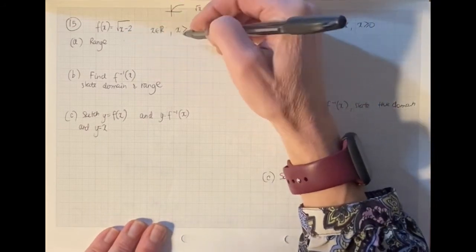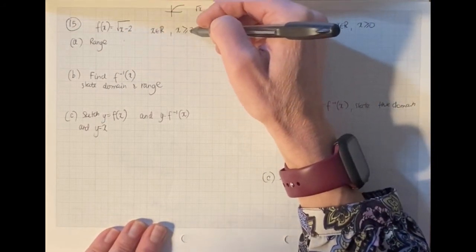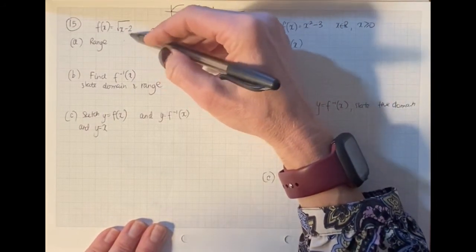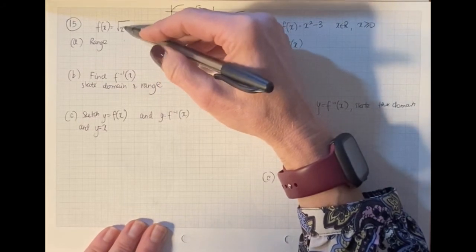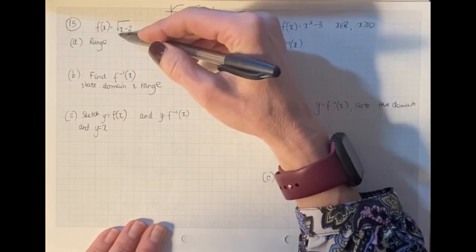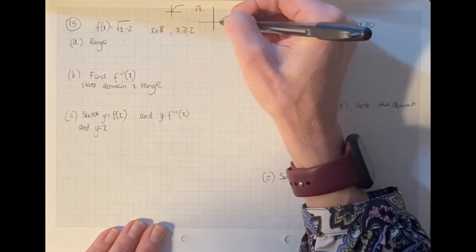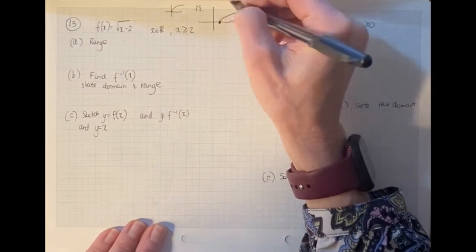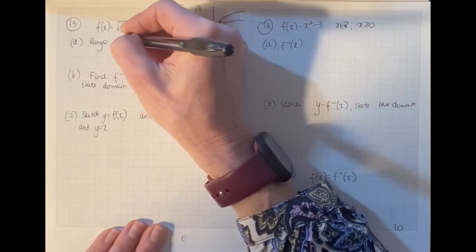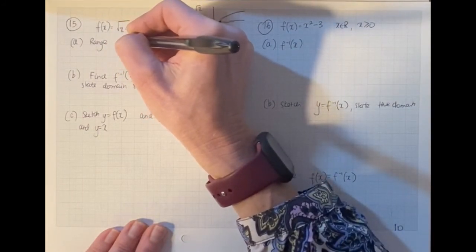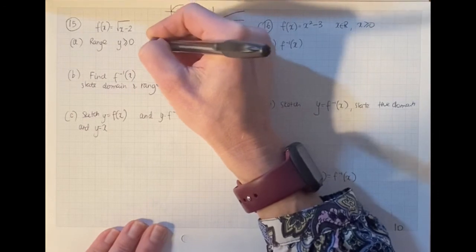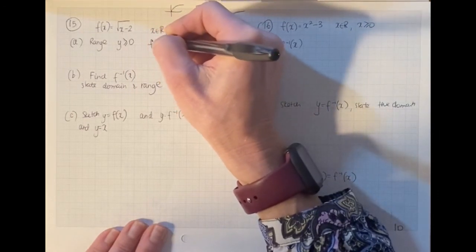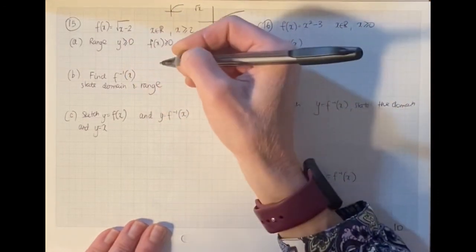Alternatively, you could just put some values in the calculator, put a very big value of x into this, and you will get a really big number. If you put x equals 2, you'll get 0. So you can see that you get anything from 0 upwards. So the range is y is greater or equal to 0. You can also use f of x is greater or equal to 0 because y is your f of x.